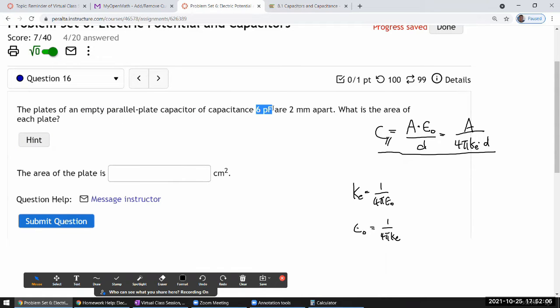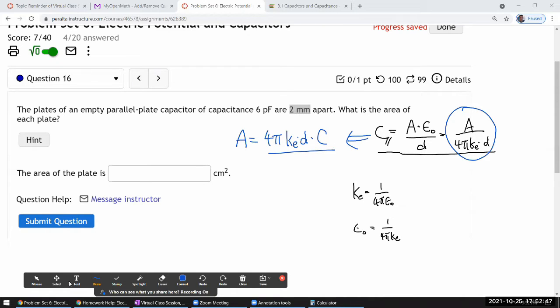They are giving you the capacitance, and they are giving you one of the two geometric quantities. In one question, it's area. In this question, it's the separation between the two plates. And then you solve for the remaining quantity. For this question, I want to solve for area. Then area is equal to 4 pi Coulomb constant times D times the capacitance. So that's it. Just plug in the numbers and we should be done.